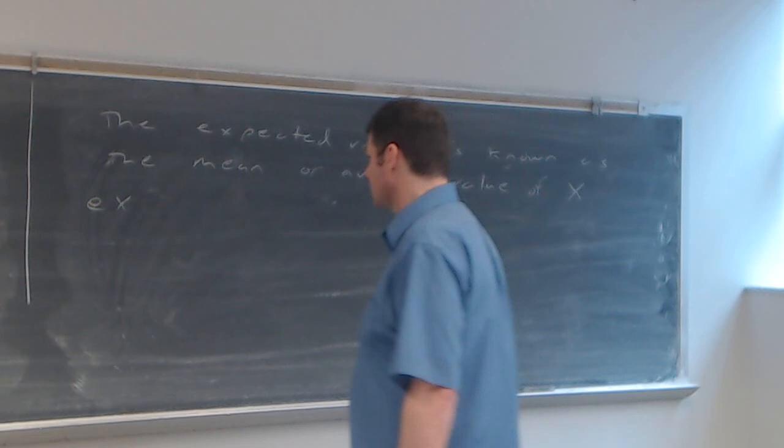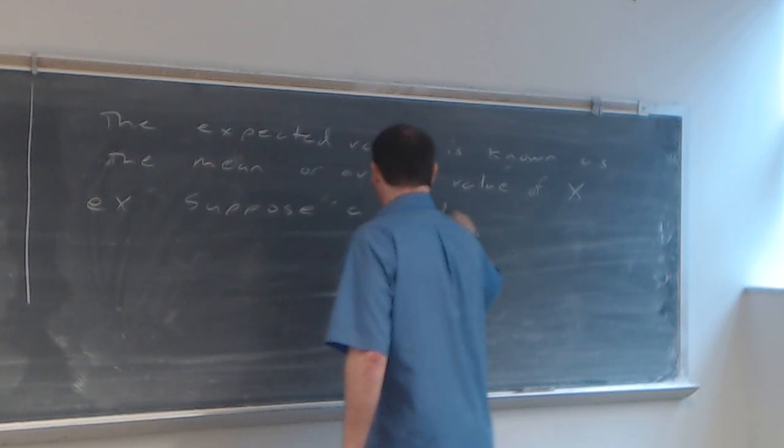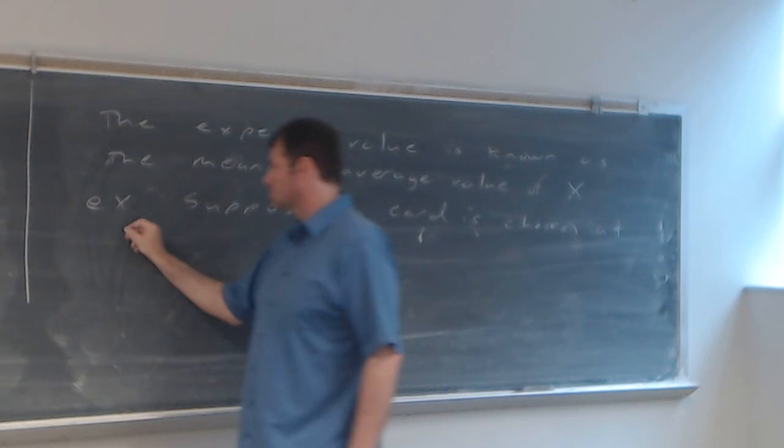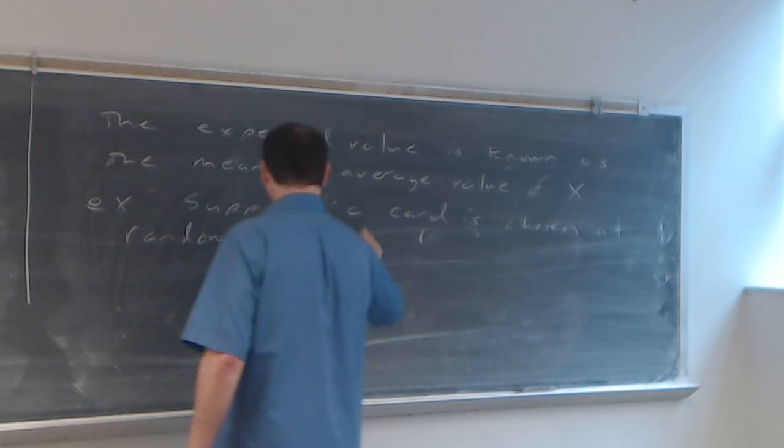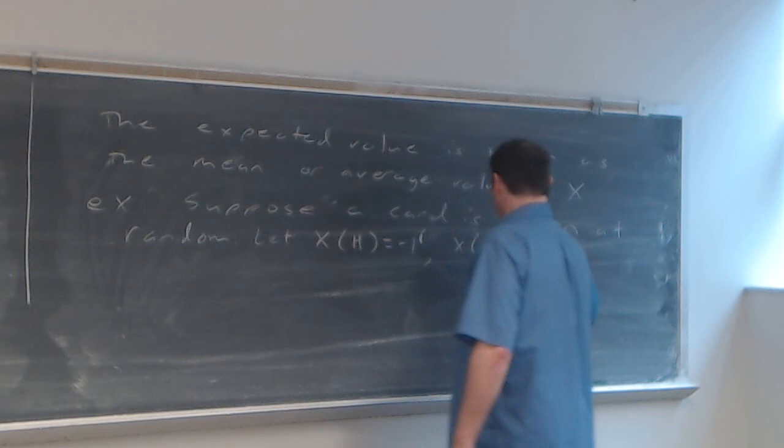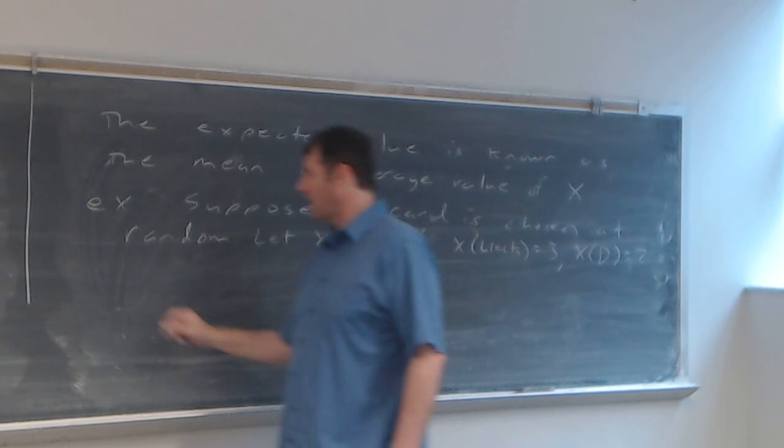Let's say that we have a card that's chosen at random. Let x of a heart be equal to -1, x of a black card be equal to 3, and x of a diamond be equal to 2. Find the expected value there.